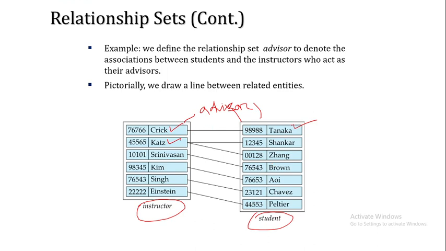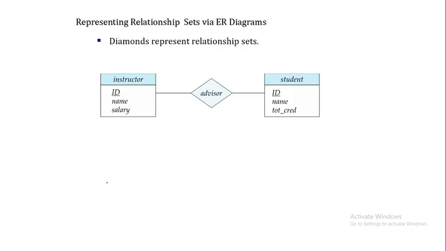Creek is an advisor for Tanaka. Kaj is advisor for Shankar and Zhang, and Srinivasan is advisor for Brown. Then Kim is advisor for Oi, Singh is advisor for Savage, and Einstein is advisor for Peltier. So this shows the association between different entities present in two different entity sets. Advisor is the association between these two entity sets.